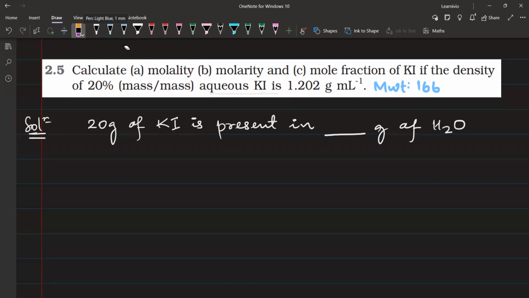Like, for example, I give you some hint, start like this, then you will get that, and then you will get that, and so on. So, as we have said, you will have 80 grams of H2O, because 20 percent mass by mass means 20 grams of solute is present in 100 grams of solution. Inside the solution, we have solute and solvent. Solute is 20 grams, solvent will be 80 grams.